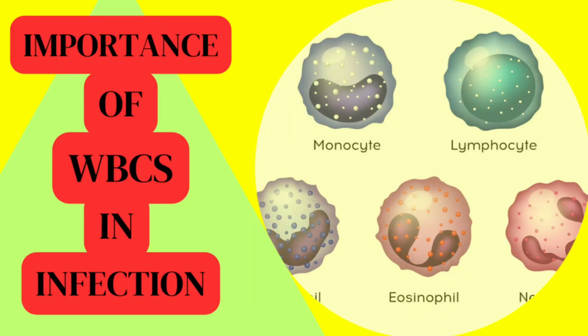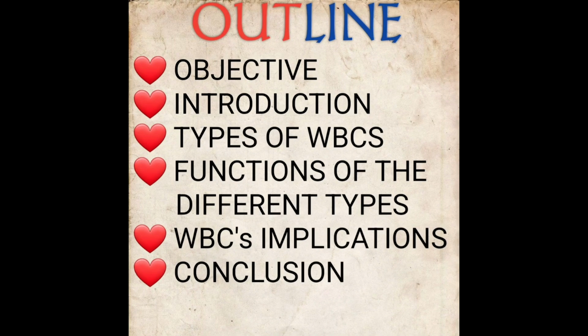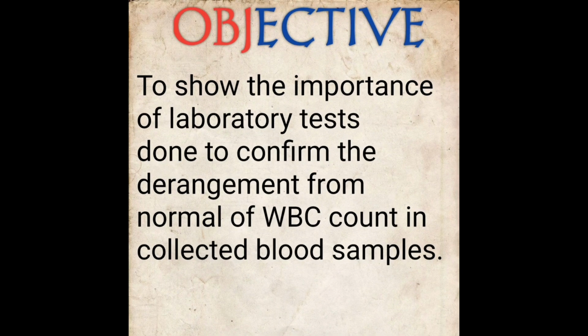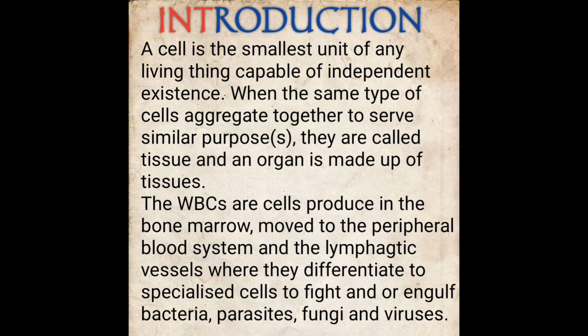Importance of WBC in infection. Outline: objective, introduction, types of WBC, function of the different types, WBC implication, and conclusion. Objective: to show the importance of laboratory tests done to confirm the derangement from normal of WBC count in collected blood samples. Introduction. A cell is the simplest or smallest unit of any living thing capable of independent existence.